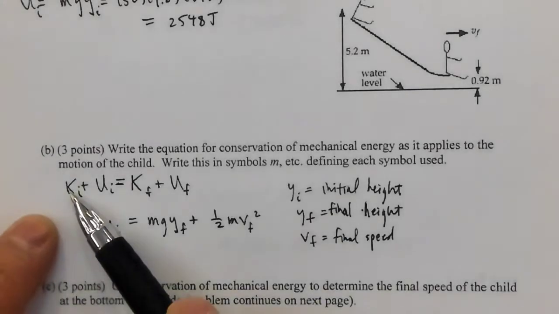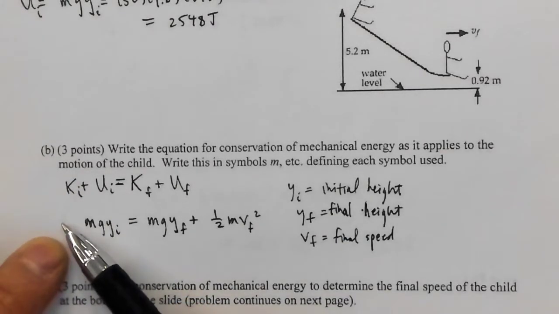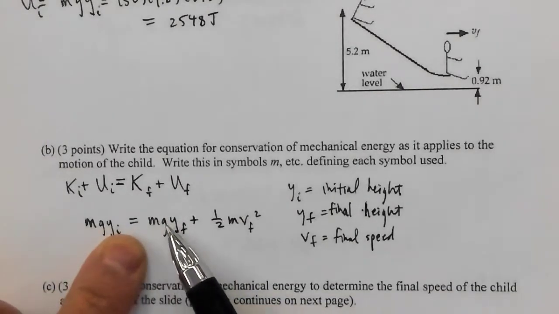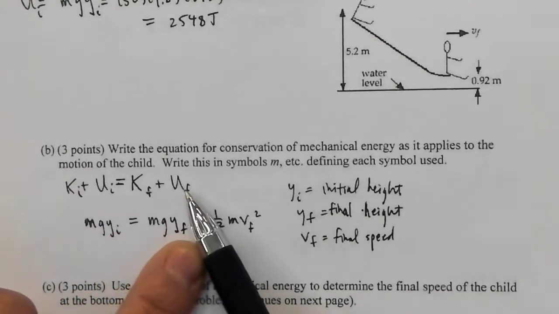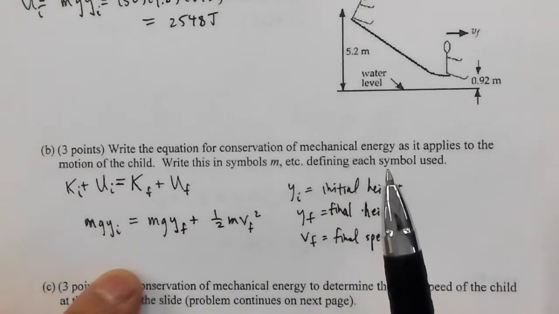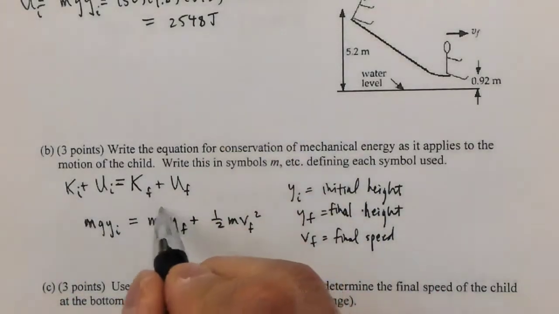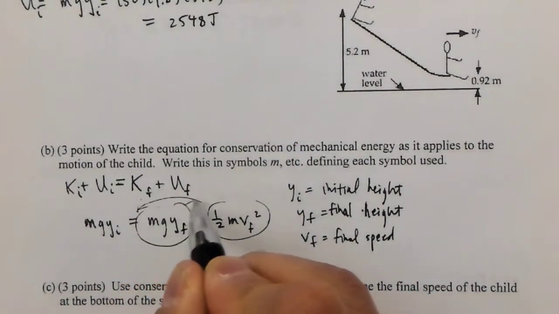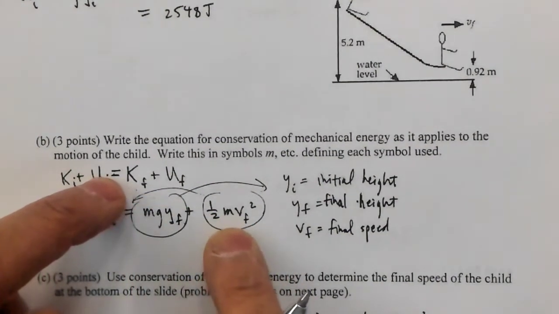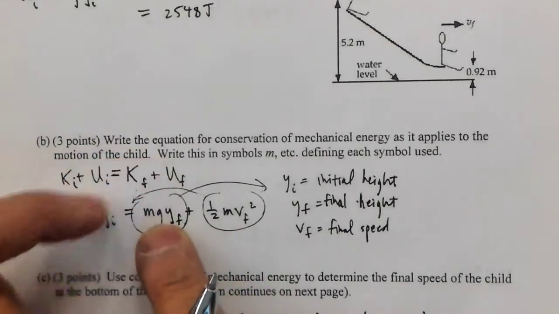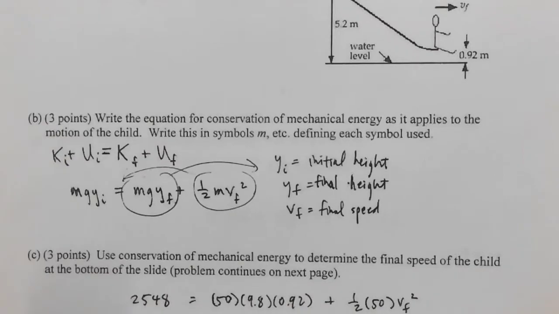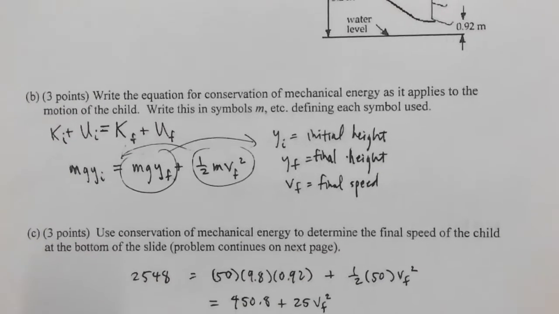Okay, so then over here, K initial is 0, U initial is m g y initial. Sorry, I should put them in the other order. So the K final is 1/2 m v final squared, and U final is m g y final. Okay? Any questions about that? All right, let's go on.